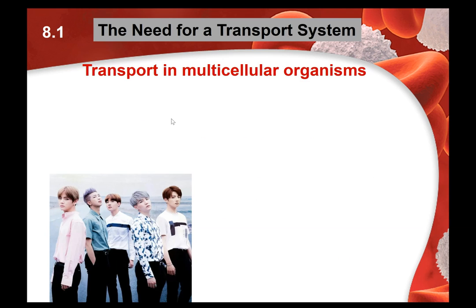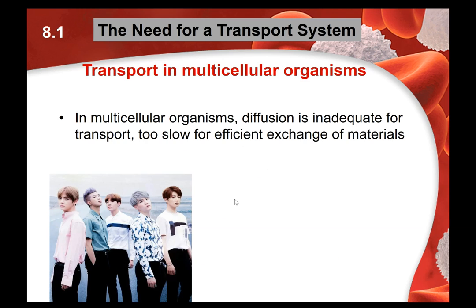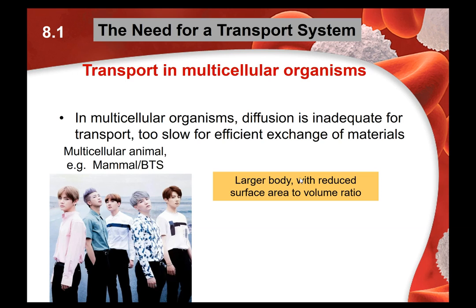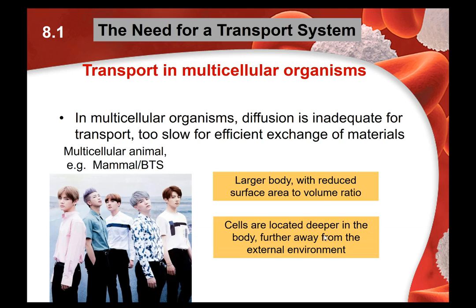Whereas for transport in multicellular organisms, diffusion is inadequate. It's too slow for the efficient exchange of materials because we have many cells. One example of a multicellular organism will be a mammal, like humans. Simply because we have a larger body, we have a reduced surface area to volume ratio. So the number of cells that directly contact the surface is really minimal, because we have millions or thousands of cells that make up our whole entire body, and the cells are located deeper into the body, further away from our external environment.